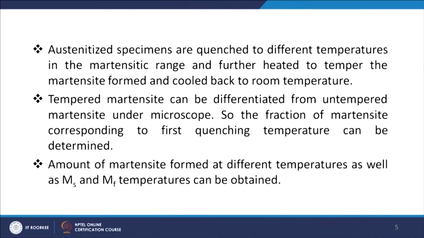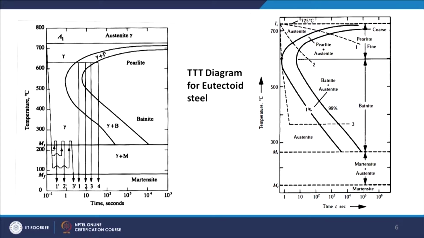Now, these austenitized specimens will be quenched to different temperatures in the martensitic zone. So, that will be different. What we will see now is how it looks. This is the TTT curve for the eutectoid steel. Now, look at it. This is your 725 degrees centigrade, this is your equilibrium temperature.